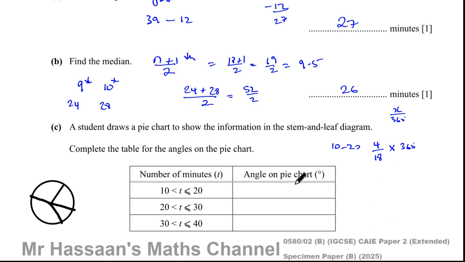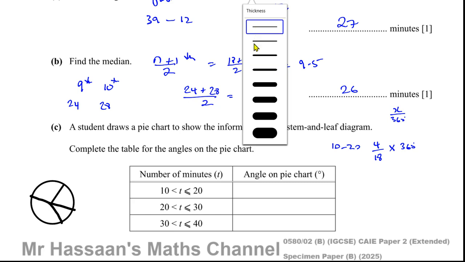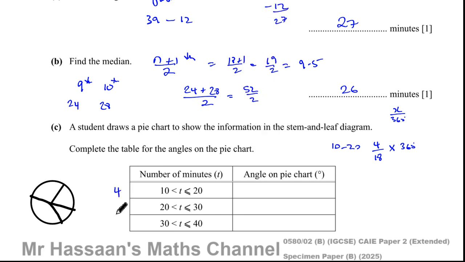All right, so the first category has 4 entries out of a total of 18. The second category, we had 8 entries, and the third category had 6 entries. We had 18 altogether. So 4 over 18 times 360, or we can say x over 360 is equal to 4 over 18. It gives us the same ratio. So x is going to be 4 over 18 times 360.